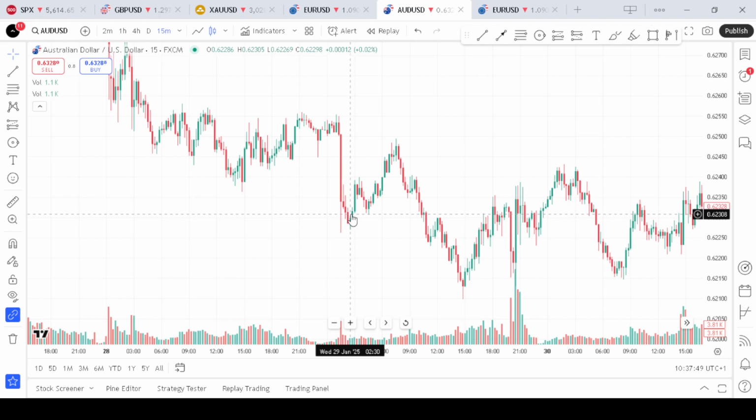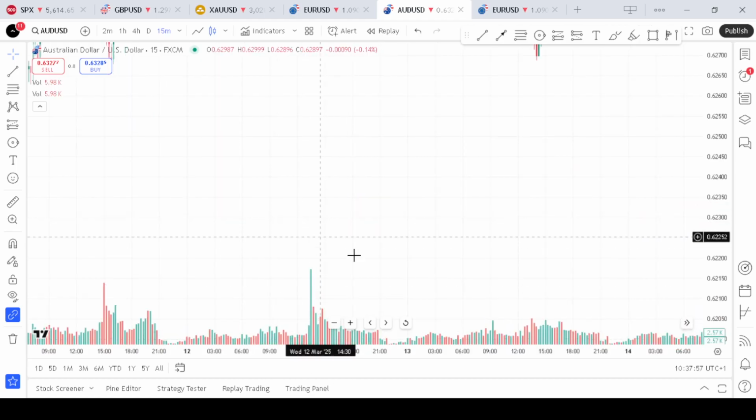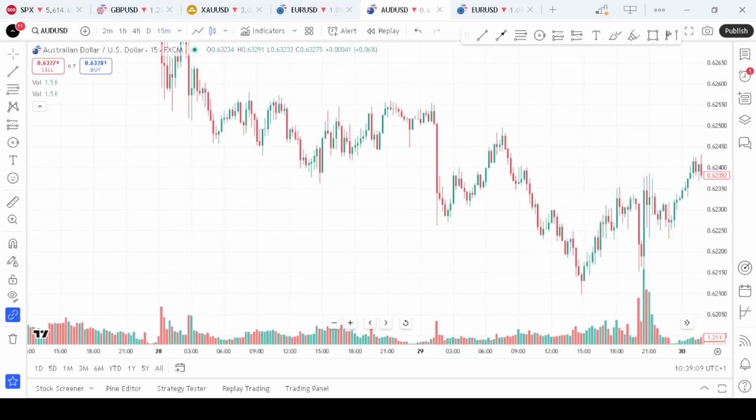Now, this pattern consists of two main components: the flagpole and the flag. The flagpole is represented by an initial sharp decline in price. When you see a sharp decline in price, this indicates the flagpole, which forms a near vertical line in the chart, and this is typically driven by strong selling pressure and high volume.